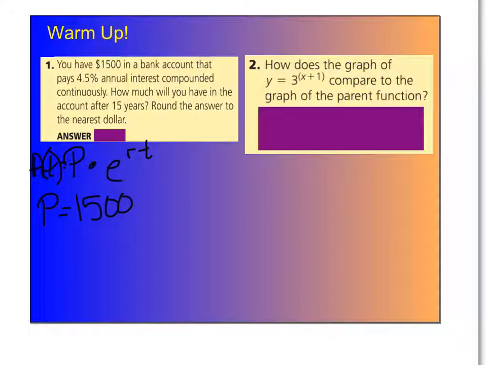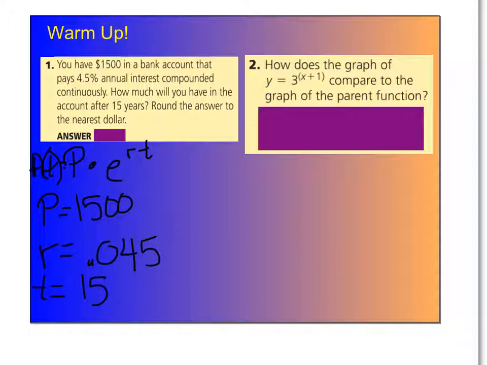The rate was 4.5%. And remember, you do have to change that into a complete decimal, and we do that by moving it 2 places to the left. So it should be 0.045. Make sure you don't have 0.45 there. That's a completely different number. And then time is the 15.